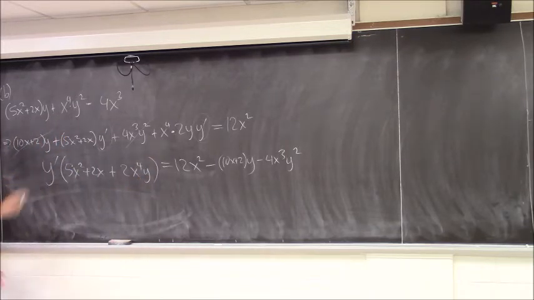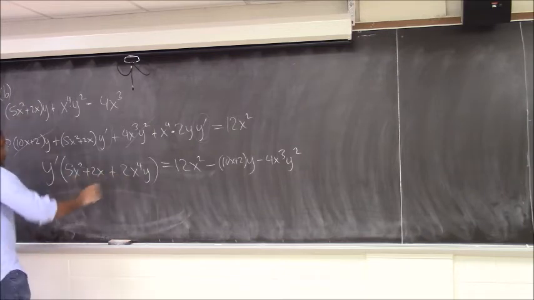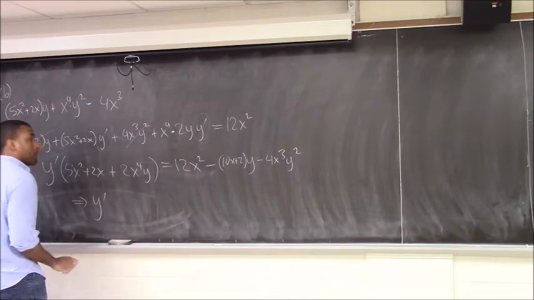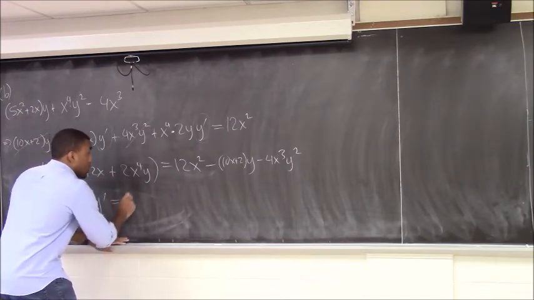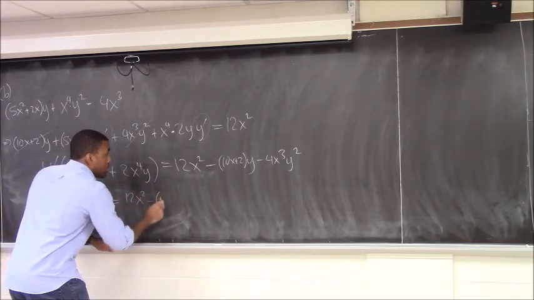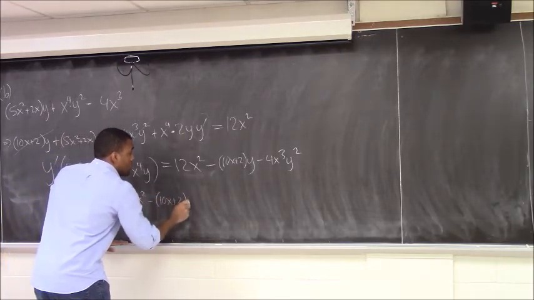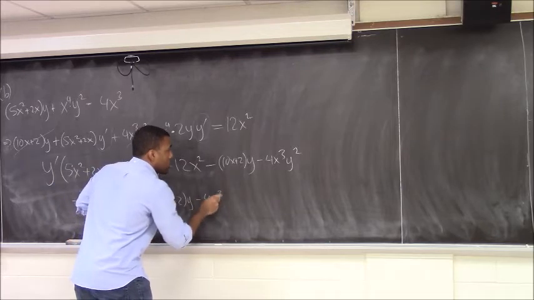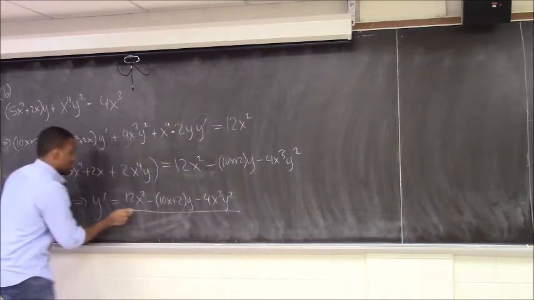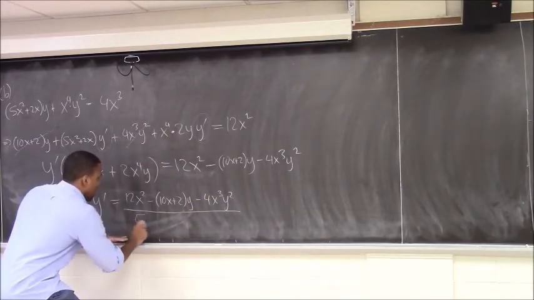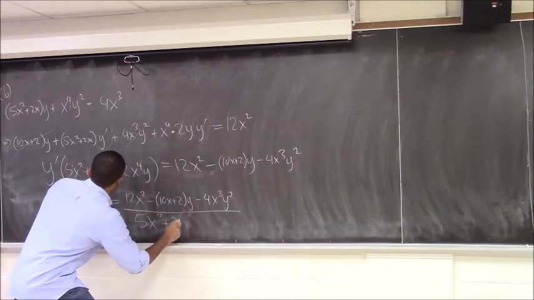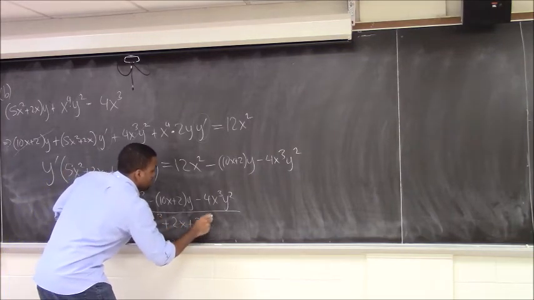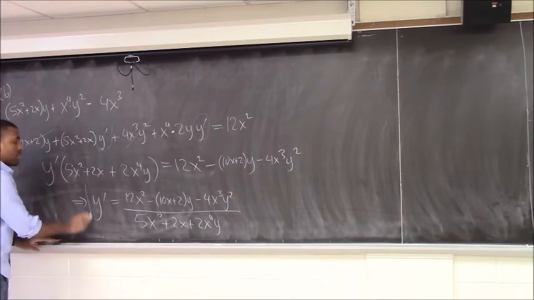My goal is to solve for the y prime, so now I can just divide both sides by this guy. So that would be 12x squared minus 10x plus 2 times y minus 4x cubed y squared, all over 5x squared plus 2x plus 2x to the fourth y. And that is my derivative.